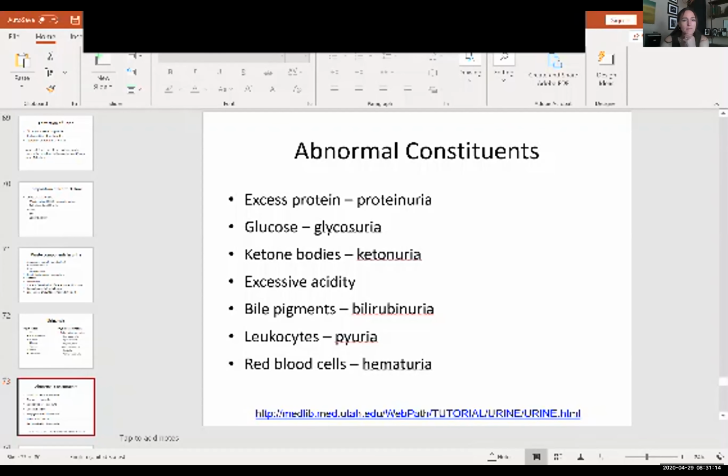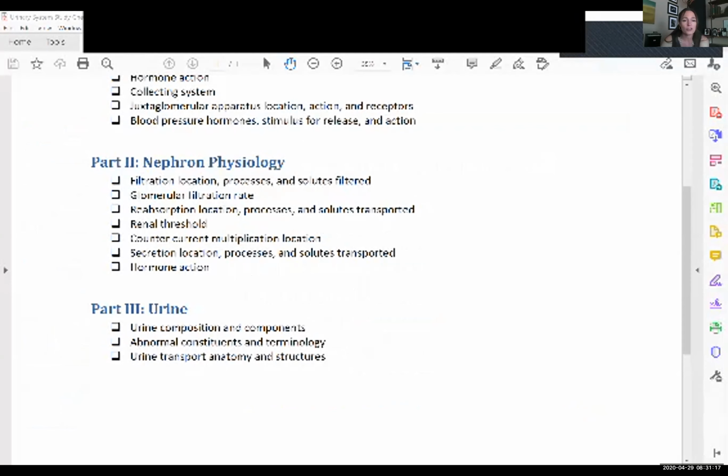Okay, so we'll go back to the checklist. We did the abnormal constituents, and then urine transport anatomy and structures. So this is reminding me to tell you that you should know about the ureters coming down from the kidney. You already should know from the kidney anatomy the calyces and the renal pelvis going to the ureters. The ureters are going to enter the posterior inferior portion of the bladder, a little bit above the floor but close to the floor. So you have two posterior ureter entries, and on the floor of the bladder, a little more anteriorly, you have the urethral exit.